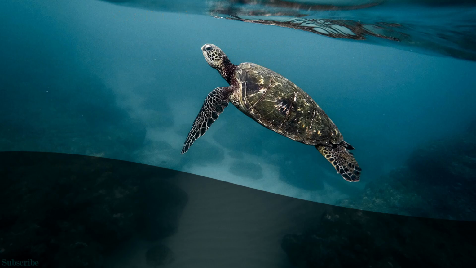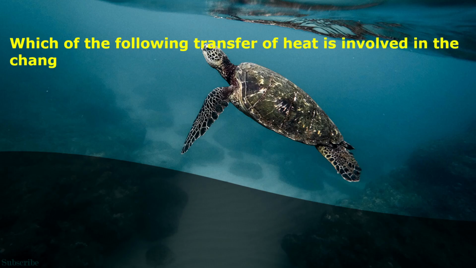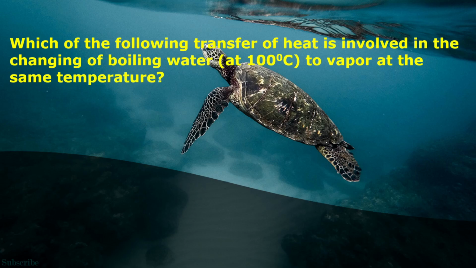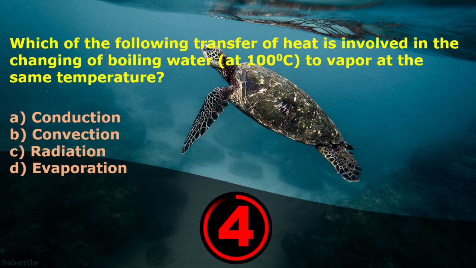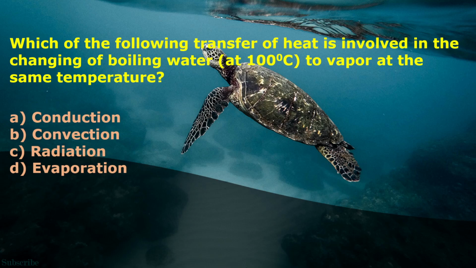Question number 18. Which of the following transfer of heat is involved in the changing of boiling water at 100 degrees C to vapor at the same temperature? A. Conduction. B. Convection. C. Radiation. D. Evaporation. The correct answer is letter B. Convection.